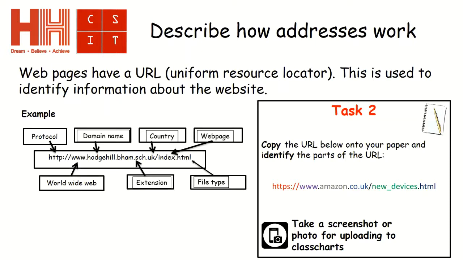So now we have a task for you. What I'd like you to do is on your paper, I would like you to copy the URL below. And what you then need to do is identify each part of the URL based on the example to the left. When you are finished, you need to take a screenshot or a photo for uploading to Class Charts. You need to pause the video now to complete that task.